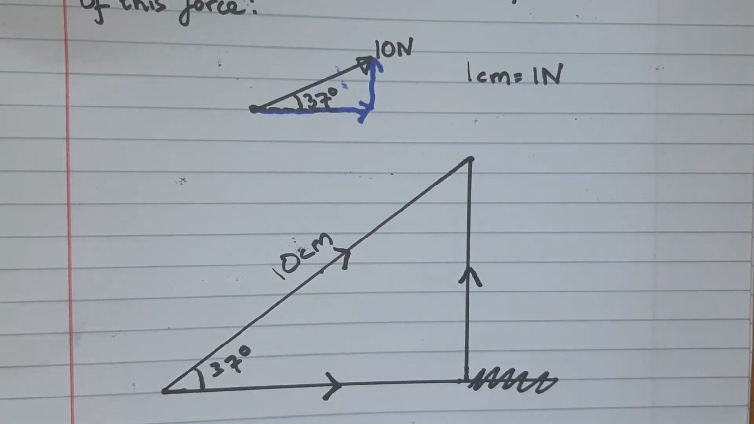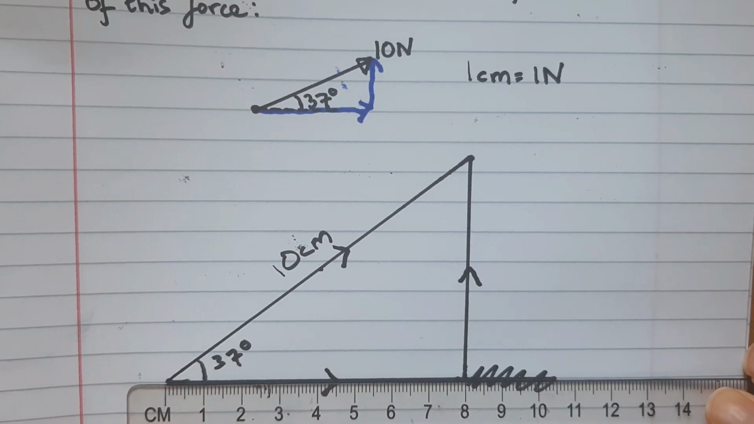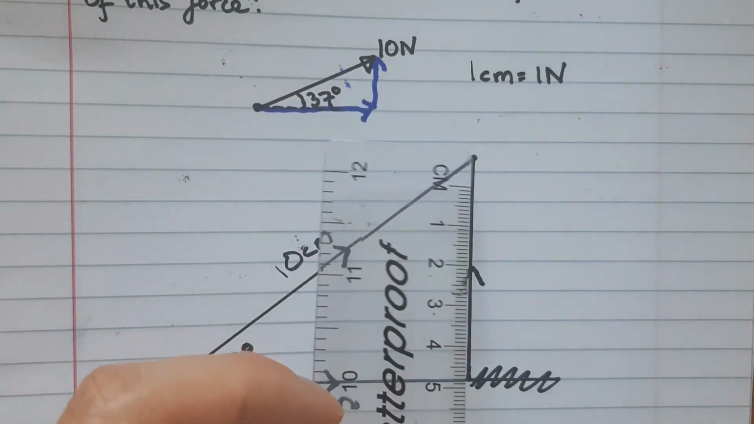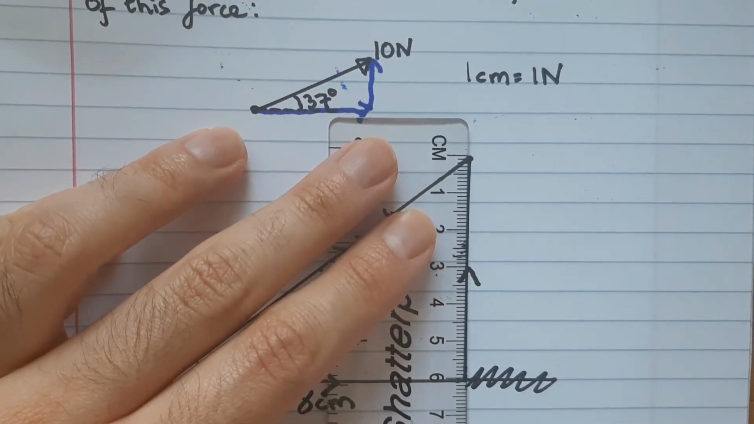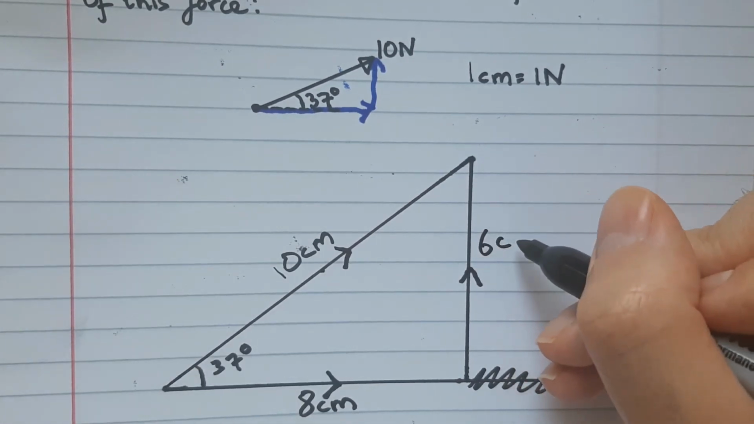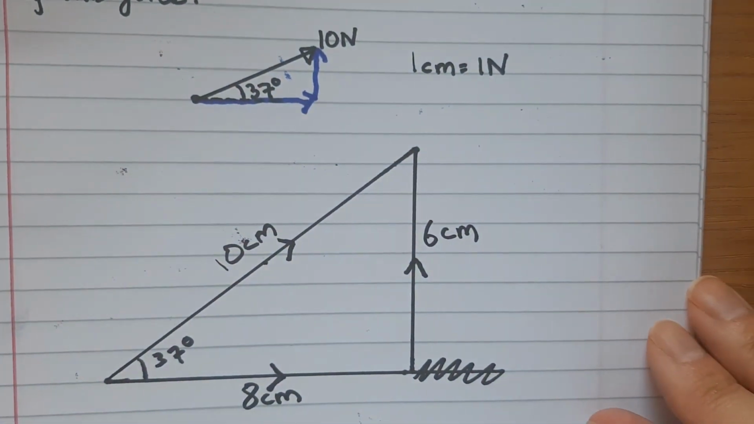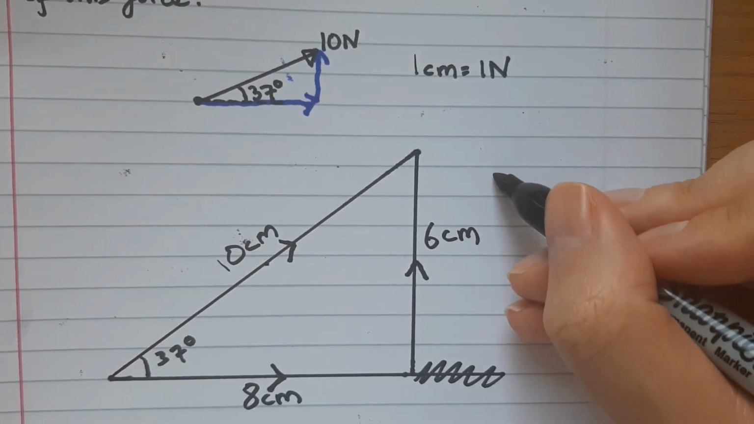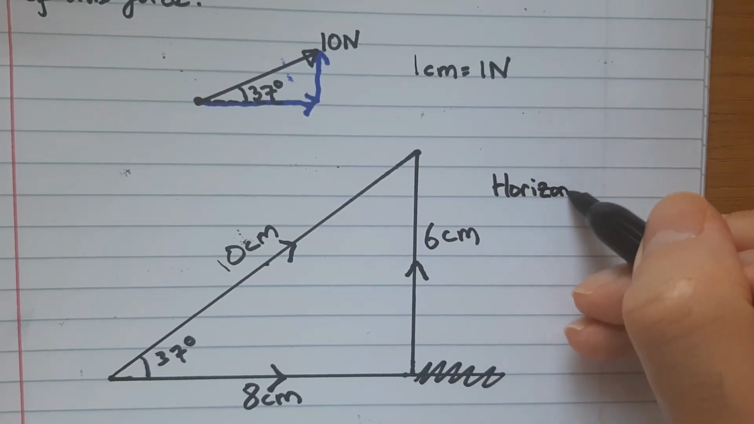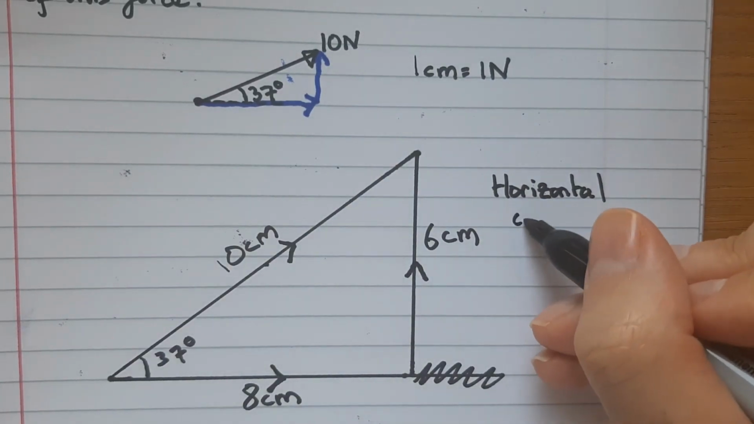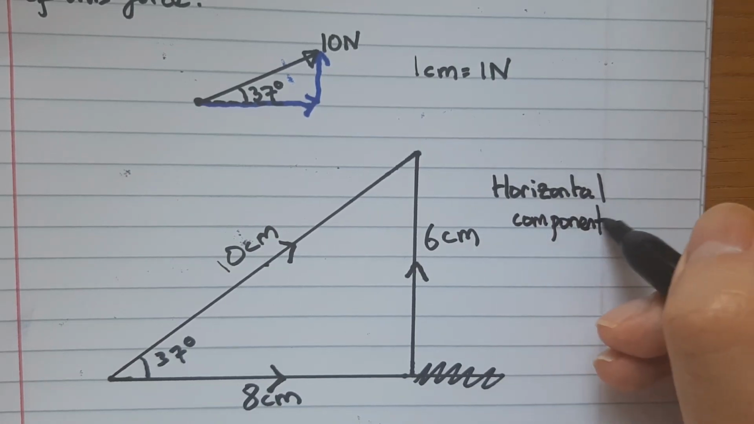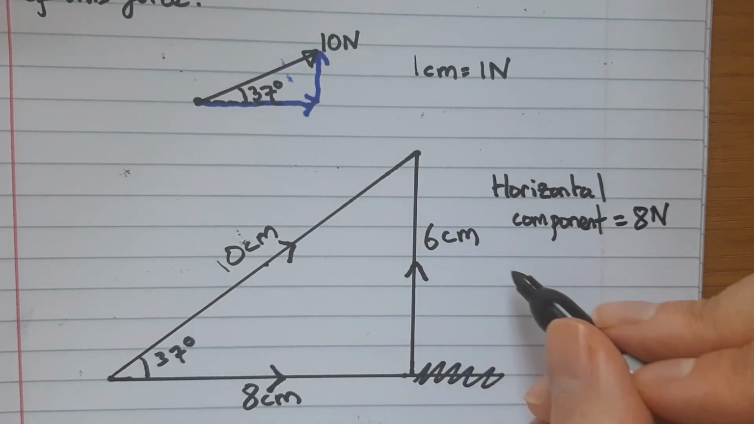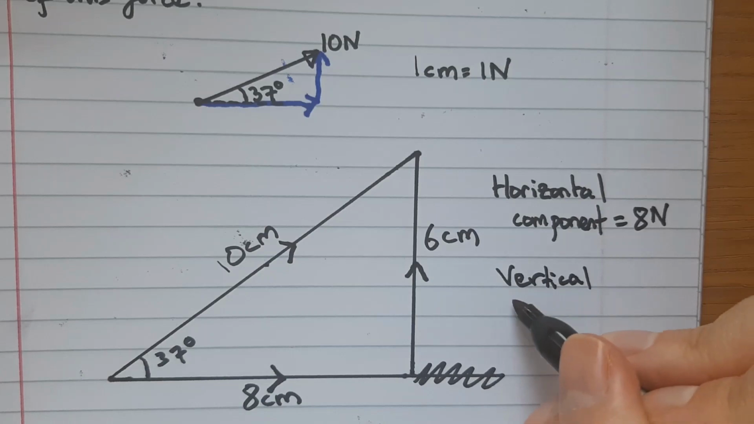I now measure the length of those two arrows. This is 8 centimeters. This is 6 centimeters. I therefore have my two components. Converting it back to newtons using my scale of 1 centimeter equals 1 newton, I get my horizontal component, which is this one down here, as being 8 newtons, which is this one, and my vertical component, which is this one, is 6 newtons.